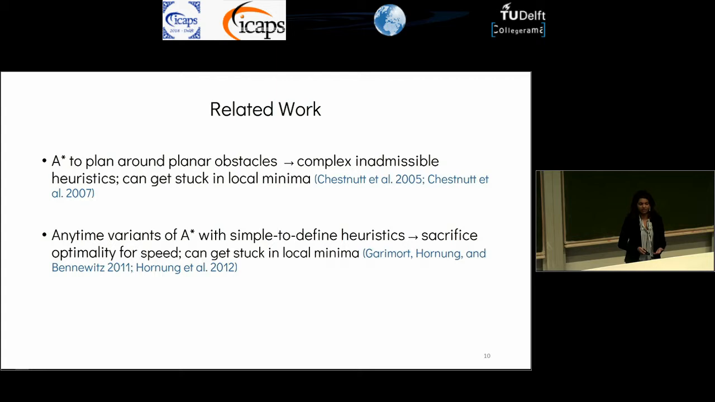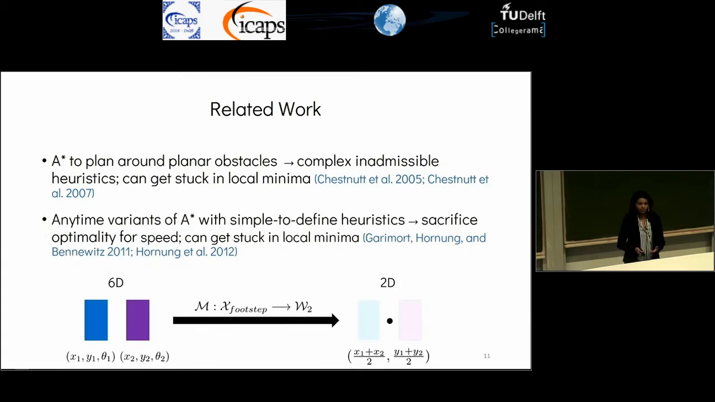However, our planner runs in 6 dimensions, while our heuristic is in 2 dimensions. So what we want to do is define a mapping from X footstep, which is our 6 dimensions, to our 2D workspace. What we do is we average the X's and Y's of the centers of the footsteps, and this gives us a centroid in between the feet. This is the node configuration that we would query when getting our heuristic values.